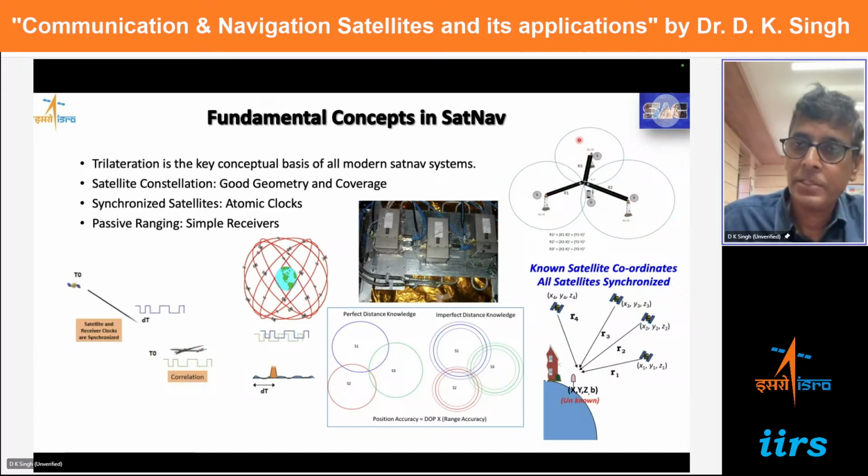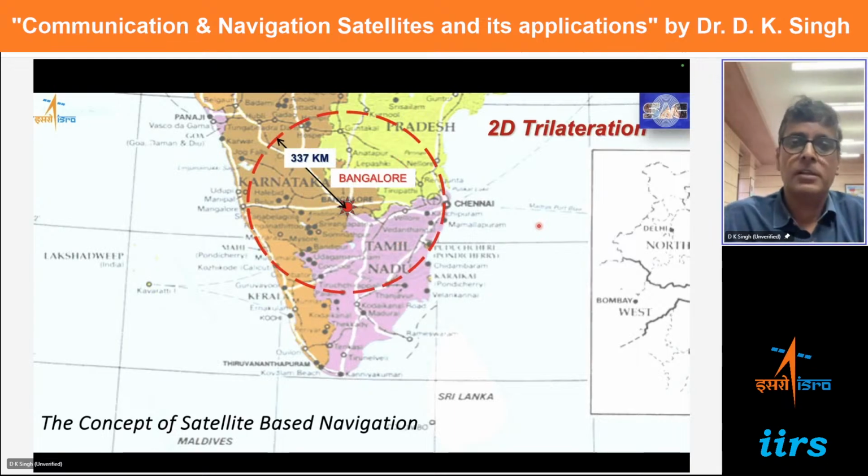If you look at the picture on the top, there are 3 towers emitting the signal and there is one receiver. So if it can measure the distance of the tower, a known location tower, from 3 points, it can compute its position in 2 dimensions.